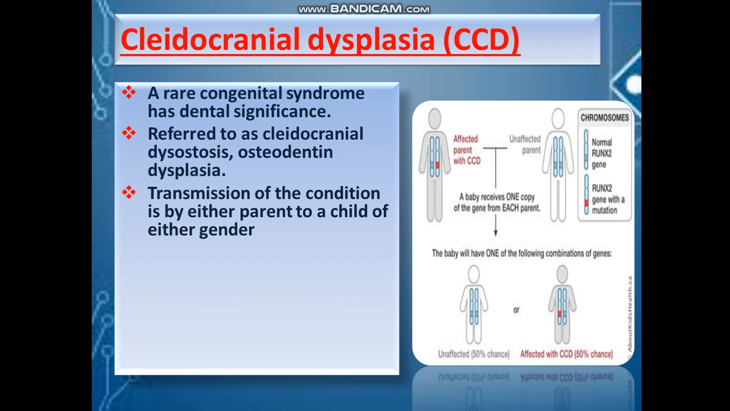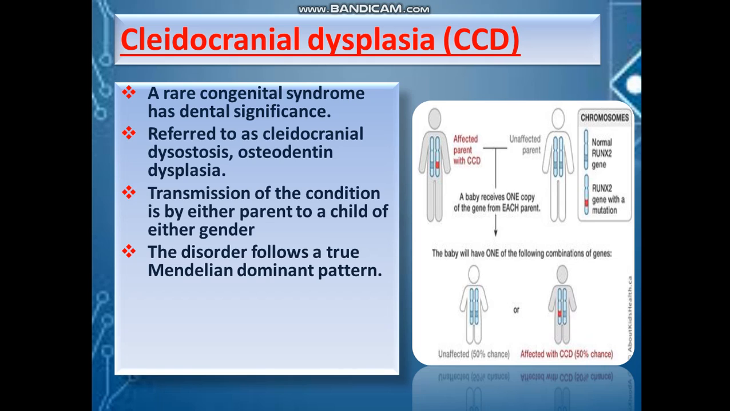Signs and symptoms of cleidocranial dysplasia can vary widely in severity, even within the same family. The transmission of this condition is from either parent to a child of either gender. The disorder follows a Mendelian dominant pattern.